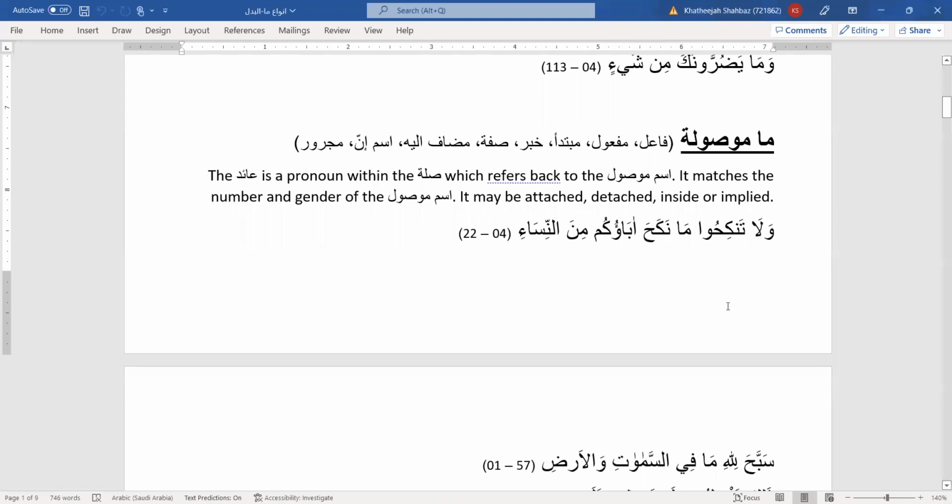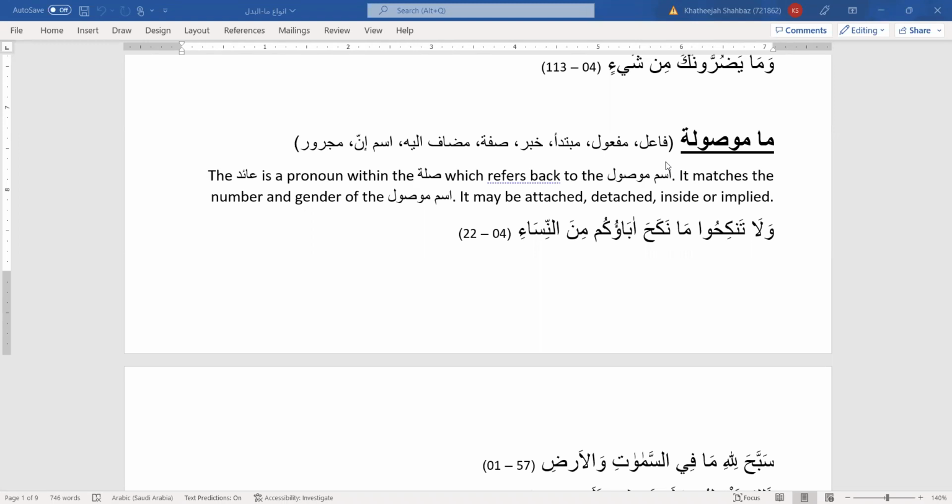Third one is ma mausula. You learned about the al-asma'ul mausula in the course before, like allazi, allazina, allati, or allai. Ma is also used as an ism mausul sometimes. Man is also used as an ism mausul sometimes. So ma mausula, when it comes, it comes with a sila, and the sila can be a sentence, meaning a jumla, or a shibhu jumla, which means a jar majroor or a mudaf and its mudaf ilayh.